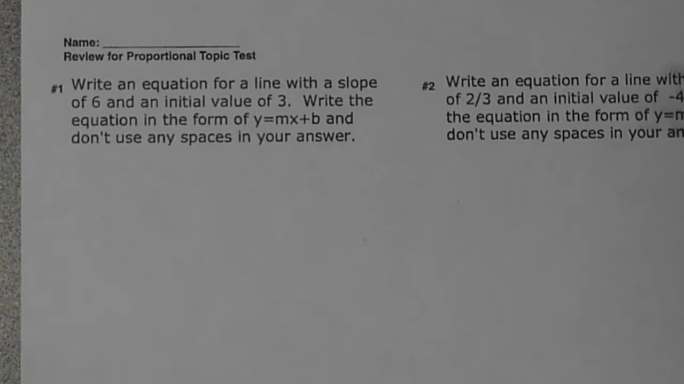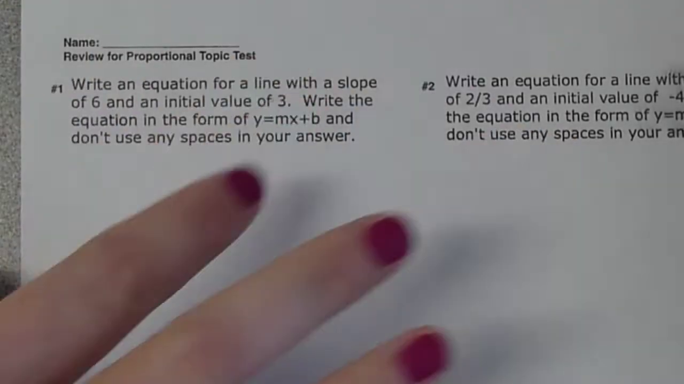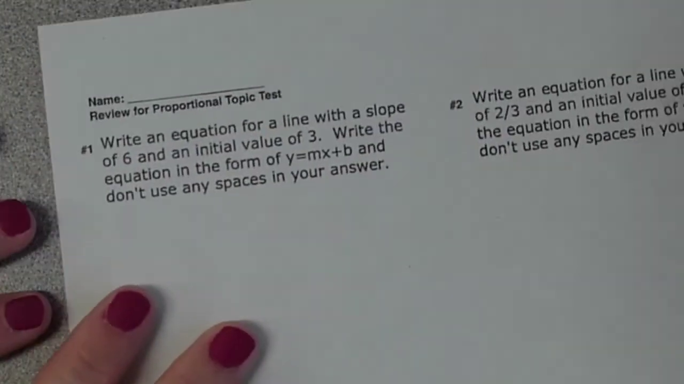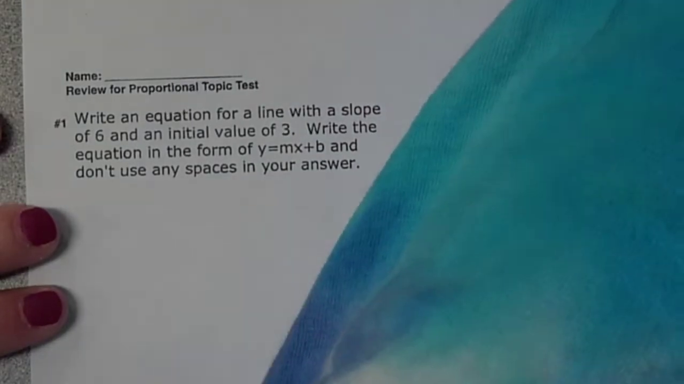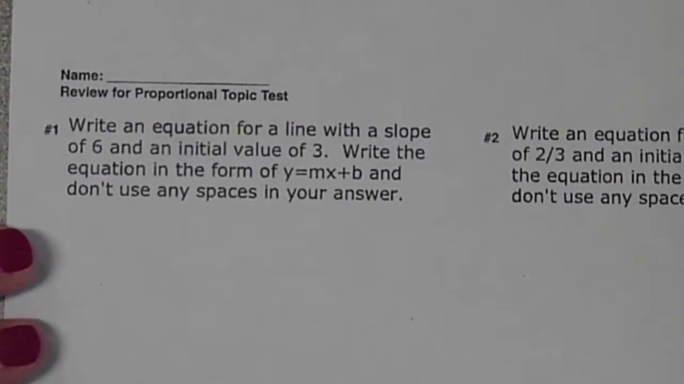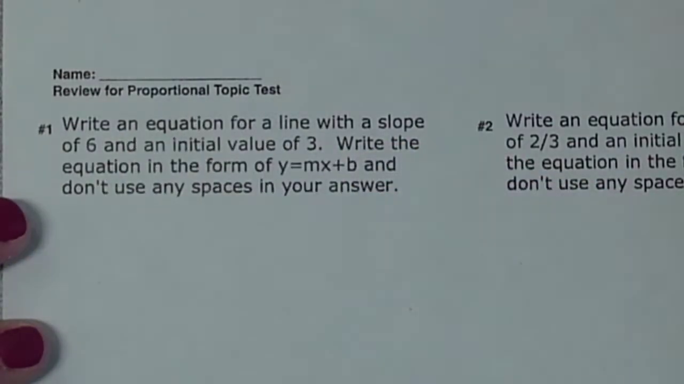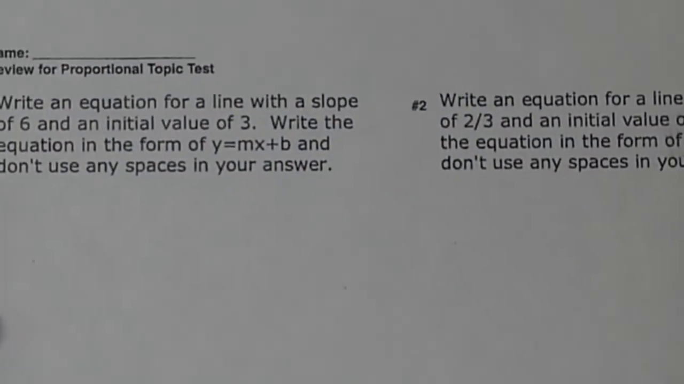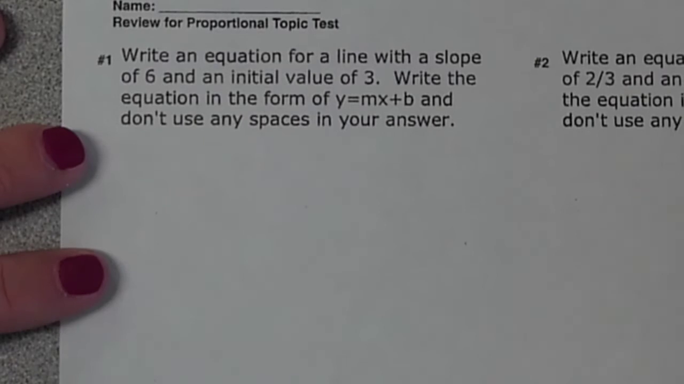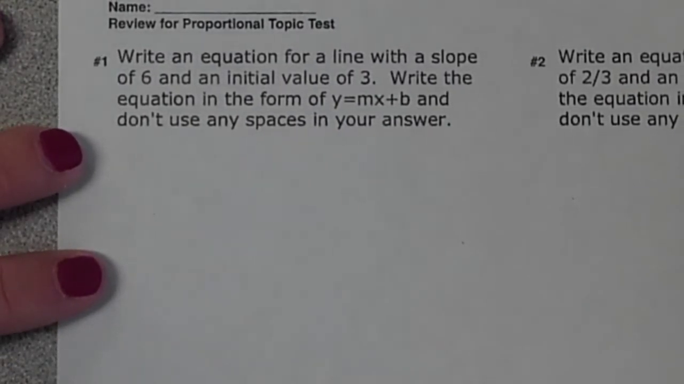This is the review for the proportional topic test. I have all of the questions on this paper, and I'm just going to work all of these problems. The first one says, write an equation for a line with a slope of 6 and initial value of 3. Write the equation in the form y equals mx plus b.